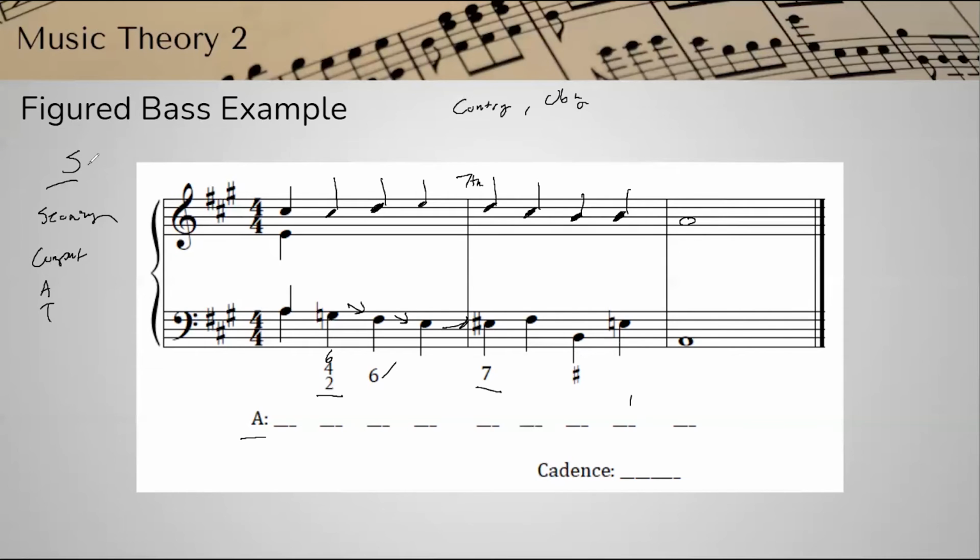Okay, so we did our soprano, and we did it just by following the numbers and moving things by step and moving things in contrary motion. And if we came across something like a 7th, we were sure to resolve that down by a step. Okay.